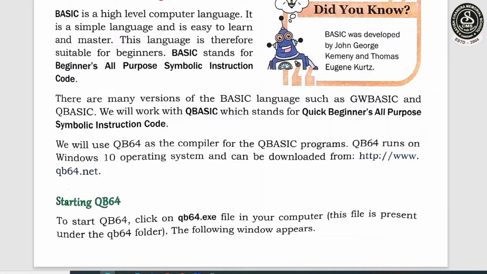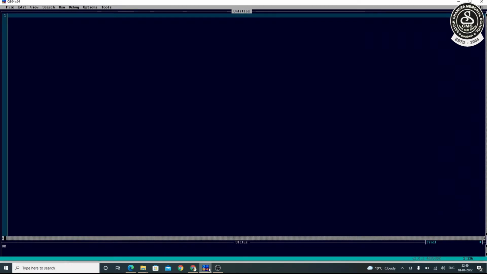So let's come to the application, that is Qb64. This is the window of Qb64, and we are going to see the basic features. First we will start with the menu bar. Here we can see the menu bar, that means File, Edit, View, Search, Run, Debug, and so on. This is said to be the menu bar. And where we can write the code, this section is said to be the work area. Here we can write the instructions.